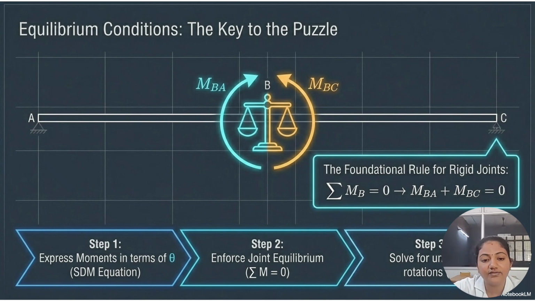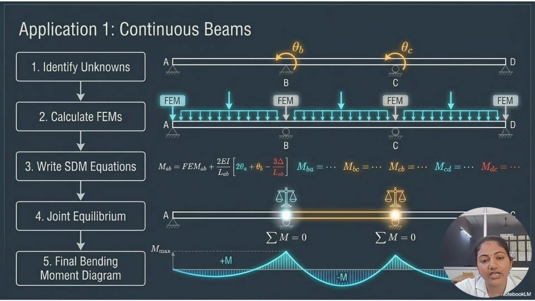In the first step, we will find the expressions in terms of theta by using the slope deflection method. And in step 2, we will find the moment of joint equilibrium, and then we will solve these equations and the rotations, the values of theta. And this is the application for the continuous beam, in which it includes the identification of unknowns, which are theta B and theta C, and then we have to find out the fixed end moments.